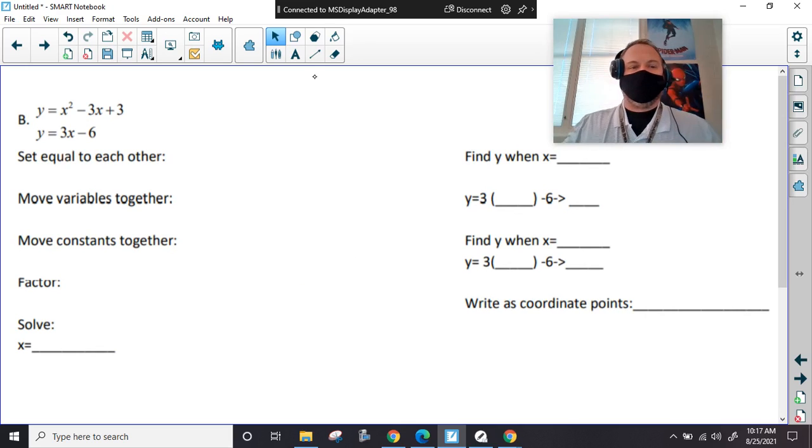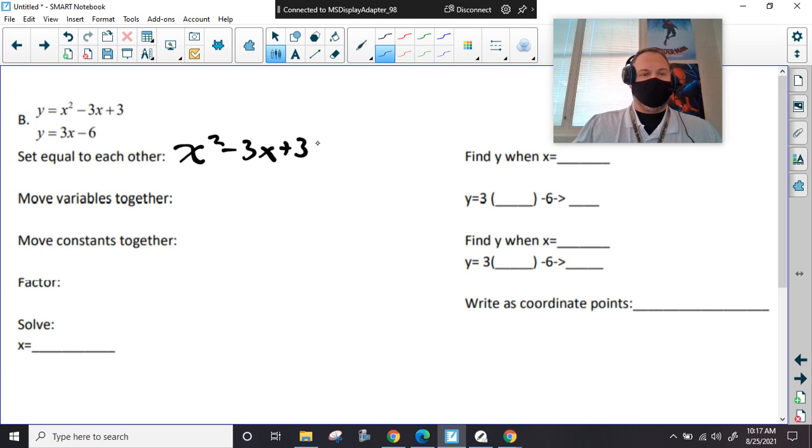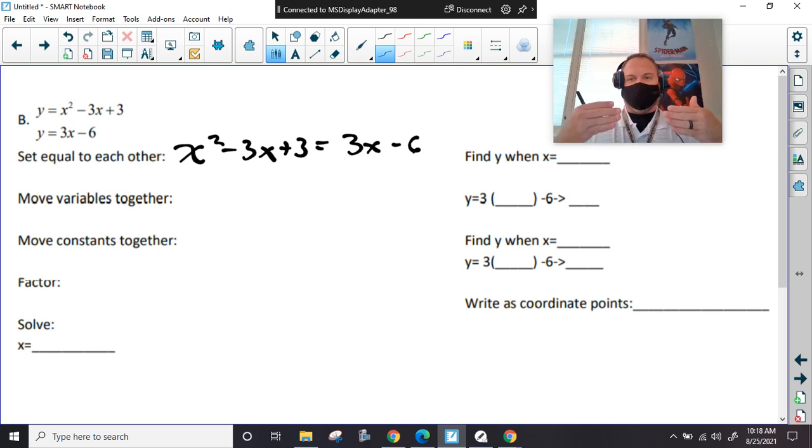All right. So let's get a little fancy with this. I mean, fancy. Let's get the calligraphy pen. All right. So we're going to set them equal to each other. So we're going to have x squared minus 3x plus 3 equals 3x minus 6. Shh. You're stealing the thunder. All right. So this is why substitution. Just set them equal to each other. Equal, equal, equal. All right. So now we're going to move our variables together. So I'm going to subtract this 3x.